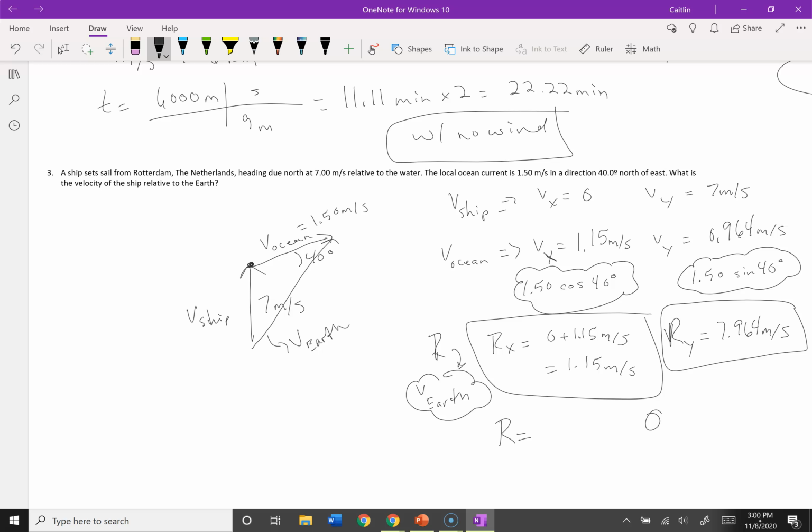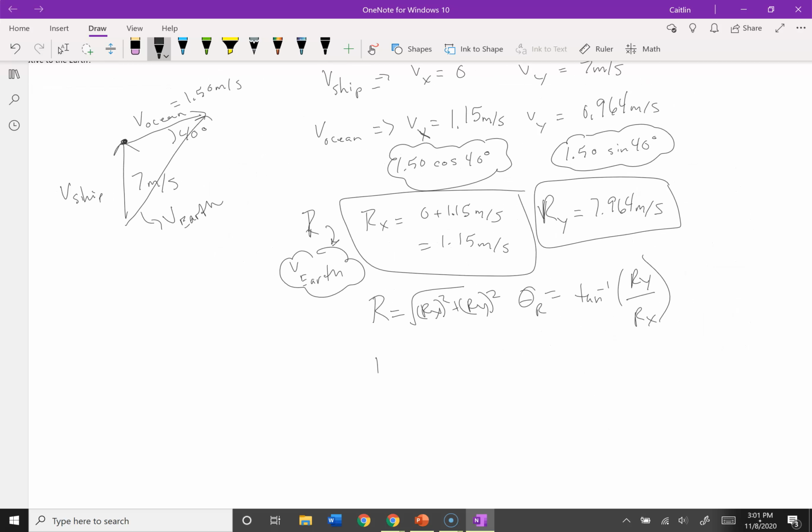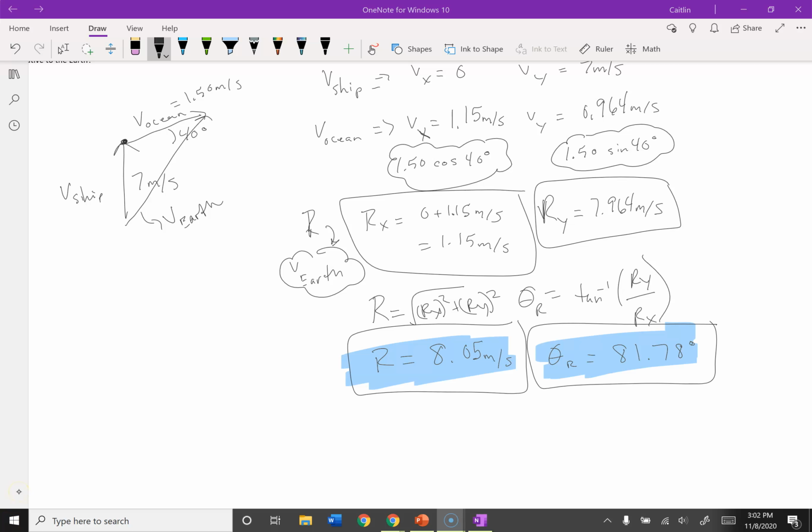R then and theta can be calculated using the formulas you've seen before. So remember, R is the square root of Rx squared plus Ry squared, and theta is the inverse tangent of Ry over Rx. I'm going to pause real quick while I do this math. Okay, so those are my two answers. R is 8.05 meters per second. Again, that makes sense because the boat was moving at 7 meters per second and the current adds a little bit to it. And then the angle at which it's actually moving is slightly different than the 90 degrees it thinks it's moving. It's at that 81.78 degrees.